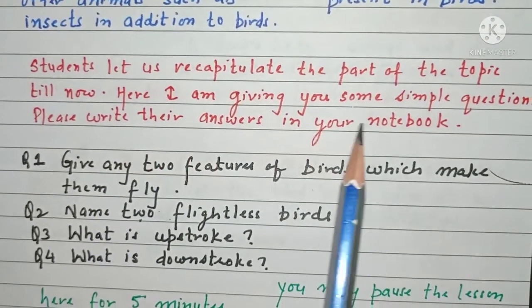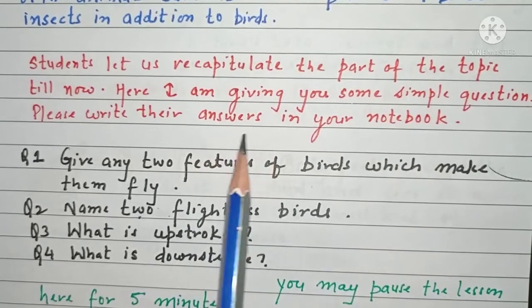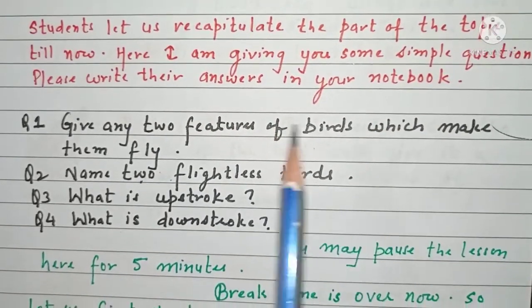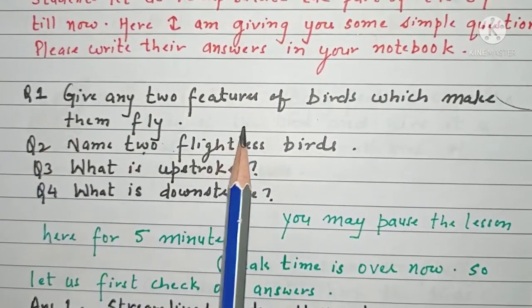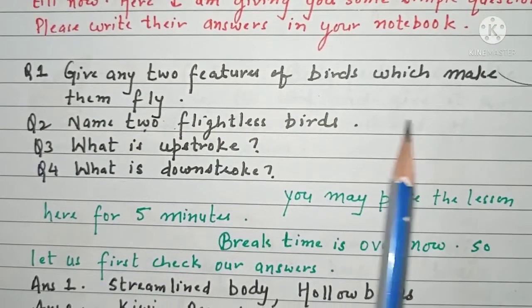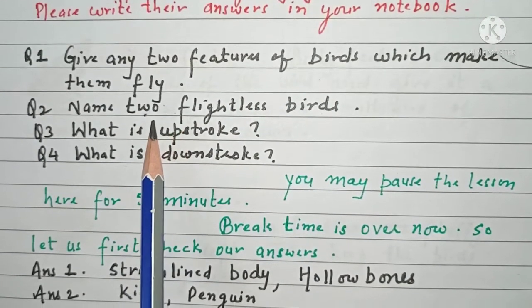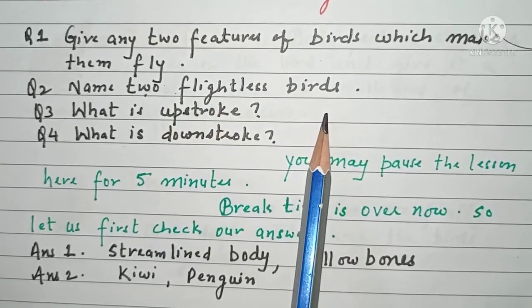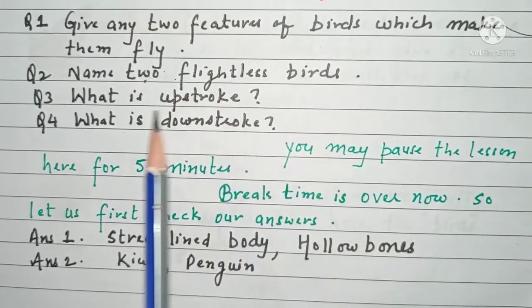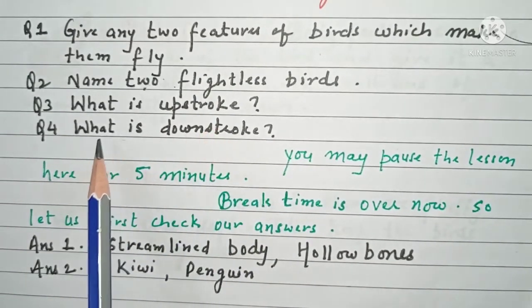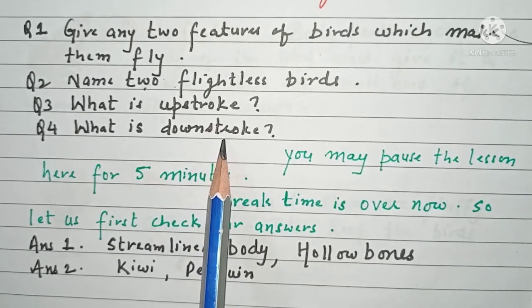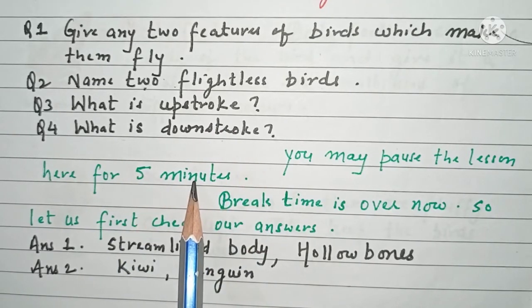So here I am giving you some simple questions. Please write their answers in your notebook. Question number 1. Give any two features of birds which make them fly. Name two flightless birds, that is the birds which cannot fly. What is upstroke and what is downstroke? You may pause the lesson here for 5 minutes.